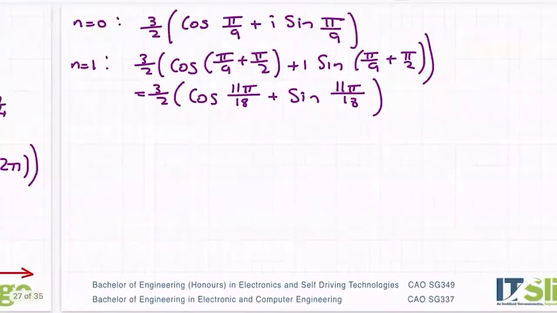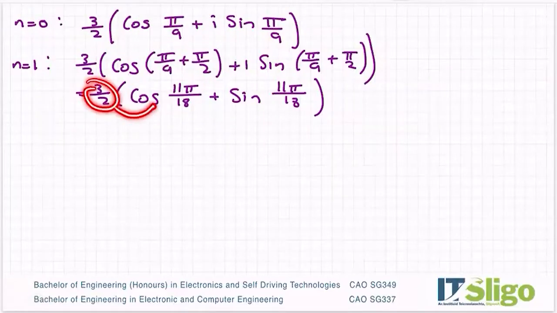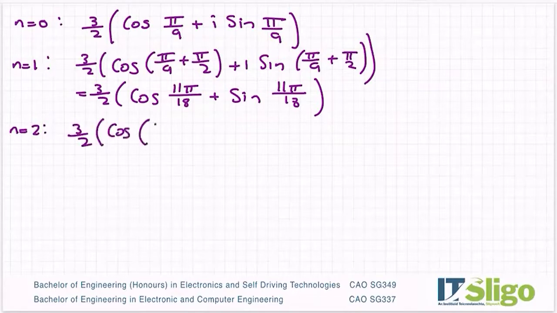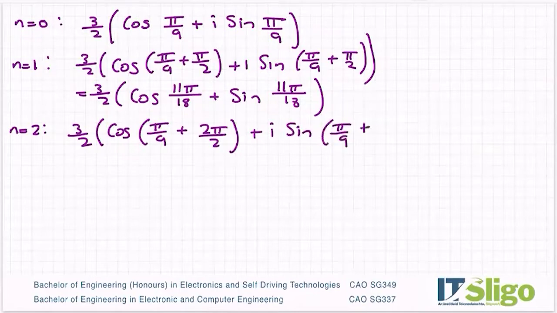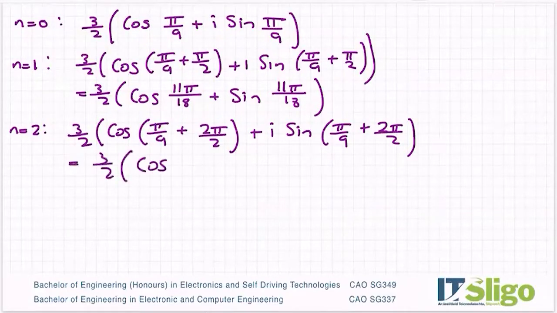Okay, so if I needed to change them to rectangular form, I would multiply this in. Okay, and multiply this in. So n is equal to 2 gives me my second root. So 3/2 cos of pi over 9 plus 2 pi over 2, or plus pi, plus I sine pi over 9 plus 2 pi over 2. So that is equal to 3/2 the cos of 10 pi over 9 plus I sine 10 pi over 9.